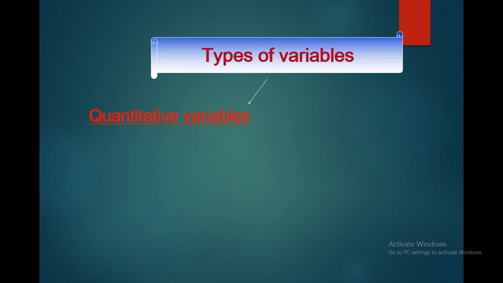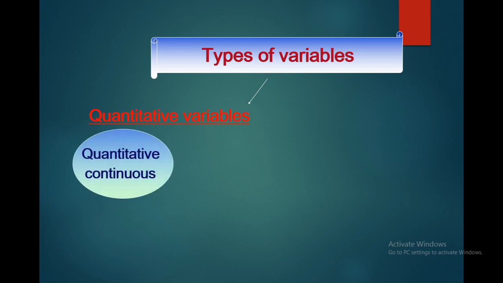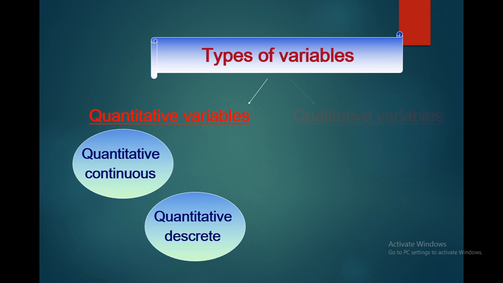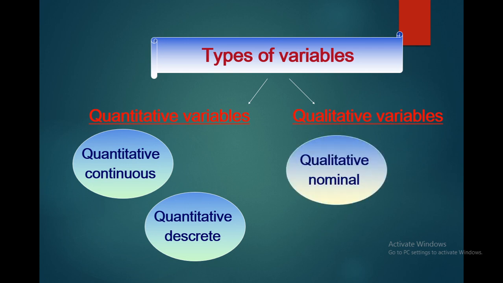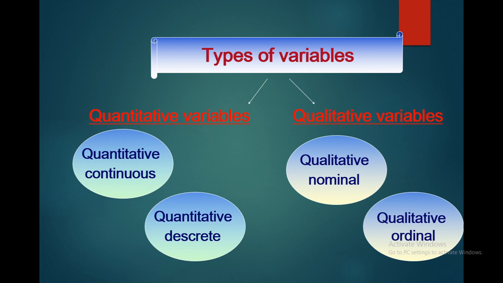Coming to the types of variables, there are basically two types of variables. One is quantitative variables, and the second is qualitative variables. In quantitative variables, we further categorize the variables into two groups: quantitative continuous and quantitative discrete. While qualitative variables we further divide into two categories. One is nominal and the second is ordinal.